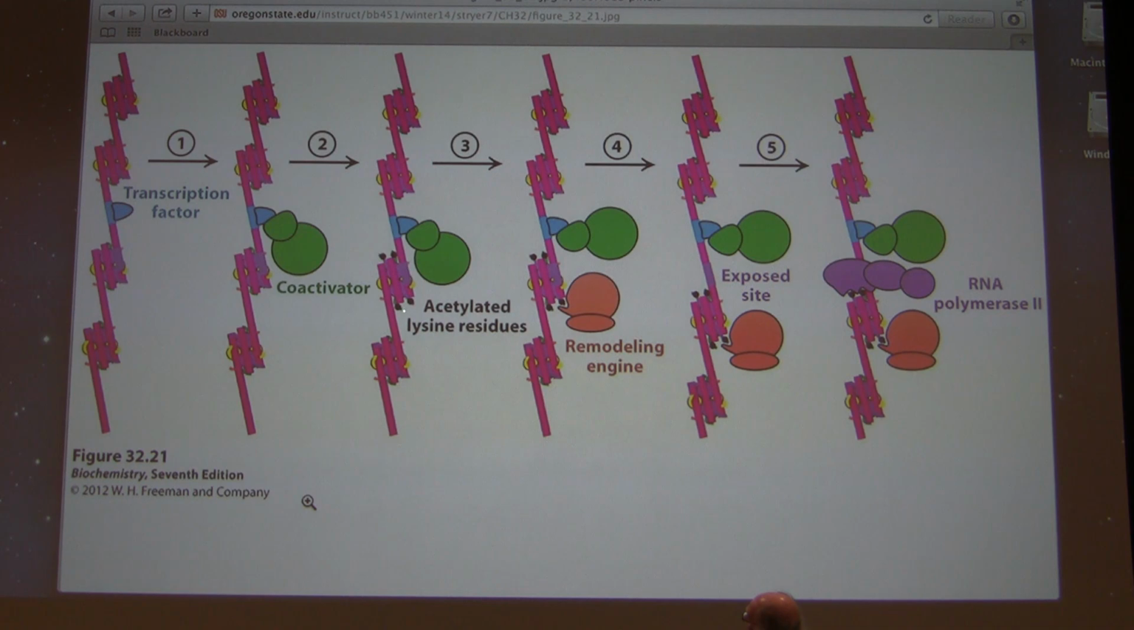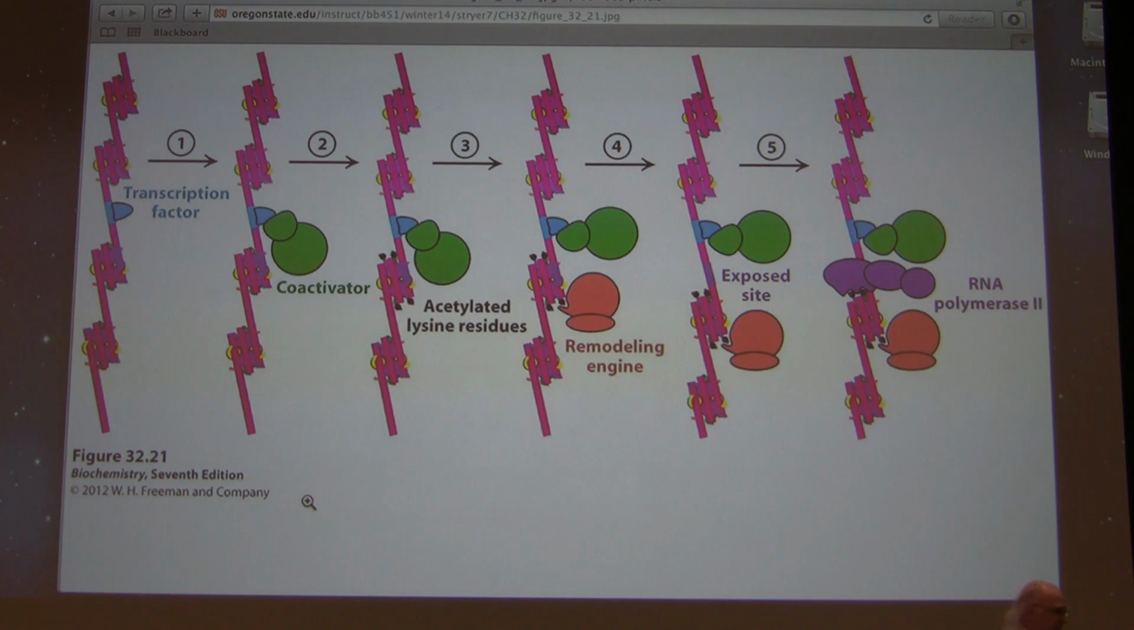The acetyls on the lysines are targets for proteins that bind to bromodomains. And one of those is known as a remodeling engine. What's the remodeling engine doing? It's literally opening up this giant stretch of DNA so the transcription factors can get access to it. Okay? So now we see an exposed site as a result of the action of the remodeling engine, and now this region can be transcribed. RNA polymerase can get in, do its thing, and the gene can be copied and made. Now, it's a lot of stuff. I'm going to slow down and stop and take questions there.